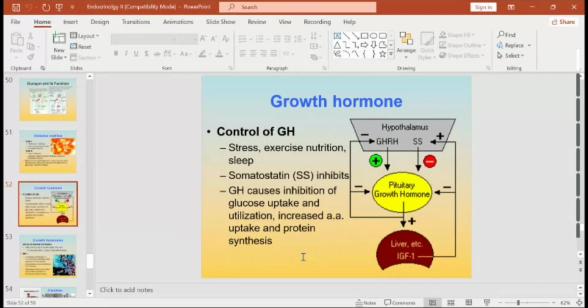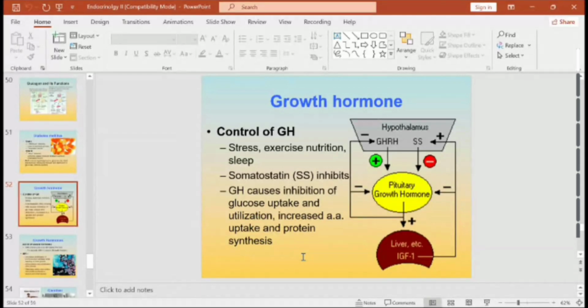Once you increase the uptake of amino acids into the cells, so amino acids are the precursor for protein synthesis, which we reviewed in the cell biology or in our initial section. When you increase the process of protein synthesis, the protein will increase in the body, and depending on the type of protein, that organ will increase in size.